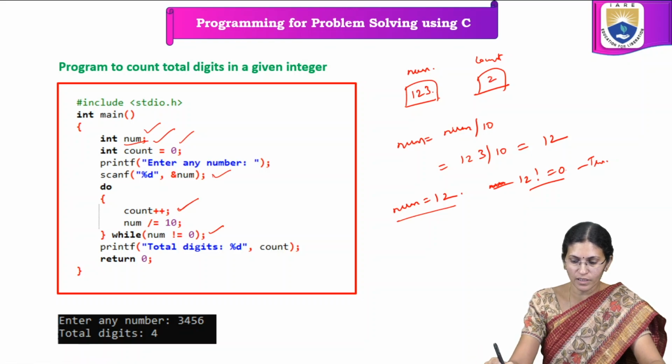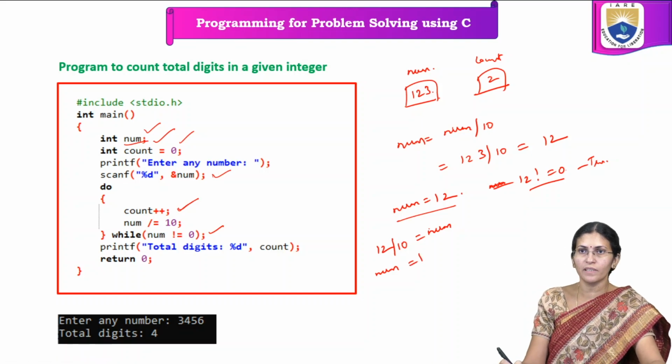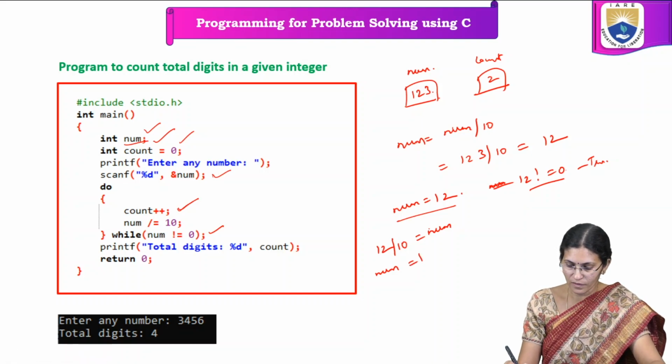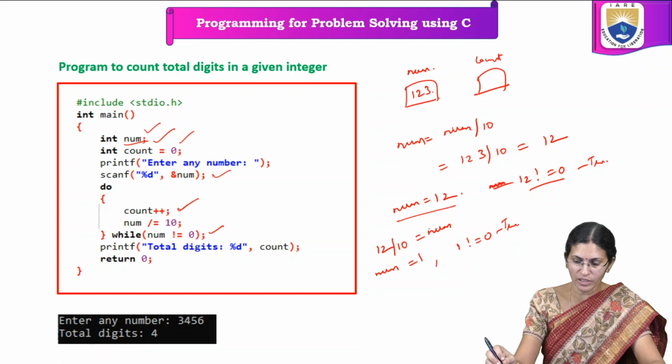After this, count is 2. Next, again you will get the answer 12 divided by 10 is equal to 1. So now num is equal to 1 now. After that, while this condition will be checked. So 1 is not equal to 0. So this condition is true. So therefore count value is incremented by 1. Count is equal to 3 now.